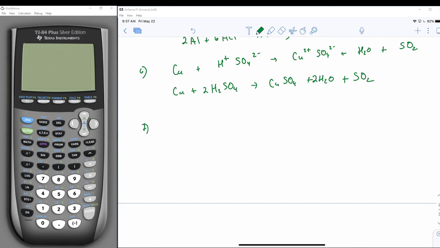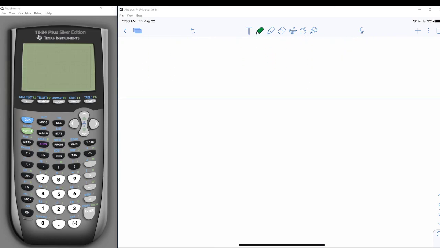7. Hydrogen gas, which is H2, plus nitrogen monoxide, which is NO, because nitrogen monoxide is one N and one O, yields water and nitrogen gas being a diatomic. So it turns out it is 2, 2, 2, 1. Okay.